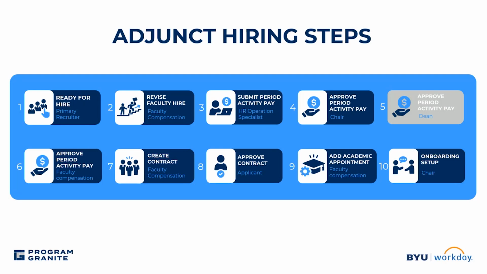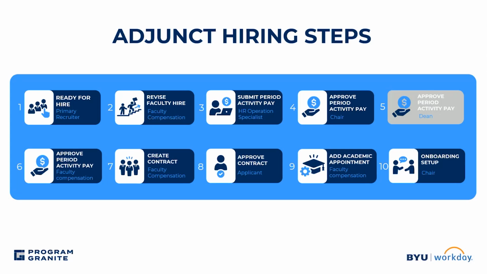Awesome. Okay, then faculty compensation will create their contract. So again, with adjunct, they didn't get an offer letter, so they haven't signed their contract. So now they're going to get their period activity pay contract. They're going to sign it. Then they'll get the academic appointment added, or add academic appointment. And then it's going to go to the chair or manager to set up onboarding.